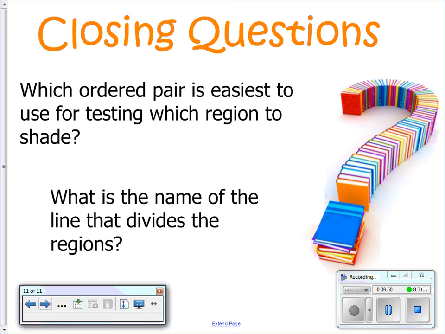Which ordered pair is easiest to use for testing which region should be shaded? The easiest point is (0, 0). You cannot use (0, 0) if your line goes through (0, 0). And what's the name of the line that divides the regions? The boundary line.